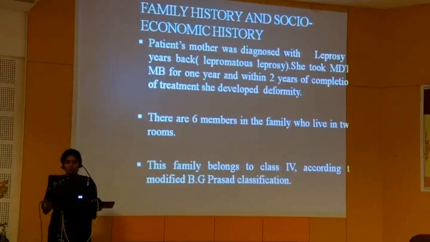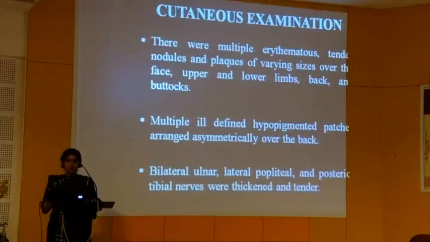There were 6 members in the family who lived in 2 rooms, suggestive of overcrowding, and this family belonged to class 4 according to the modified BG Prasad classification. Cutaneous examination. There were multiple erythematous, tender nodules and plaques of varying sizes over the face, upper and lower limbs, back and buttocks. Multiple ill-defined hypopigmented patches arranged asymmetrically over the back.